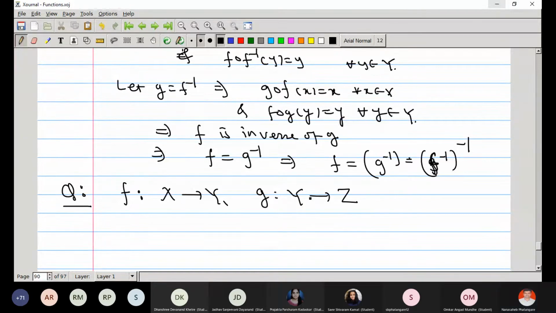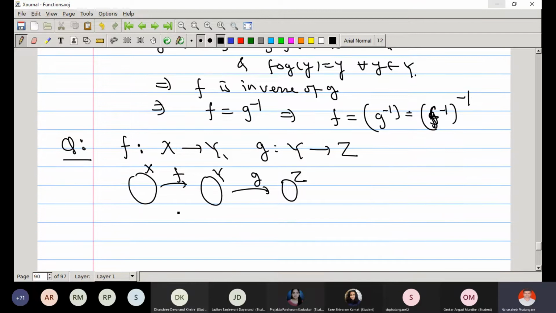Then suppose these functions are bijective. So this is set X, this is set Y, this is set Z, with functions f and g. Suppose g composite f is a bijective function. If g composite f is a bijective function, can you find the inverse of g composite f?